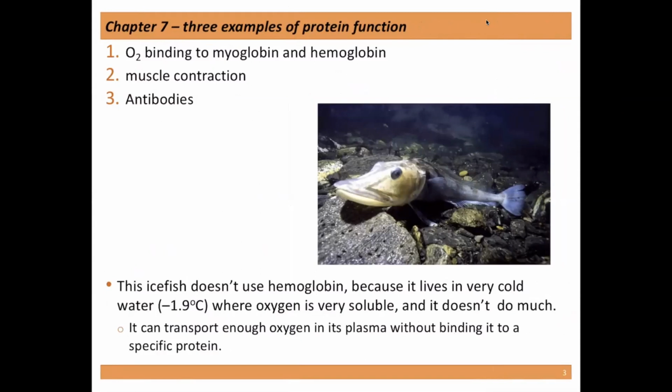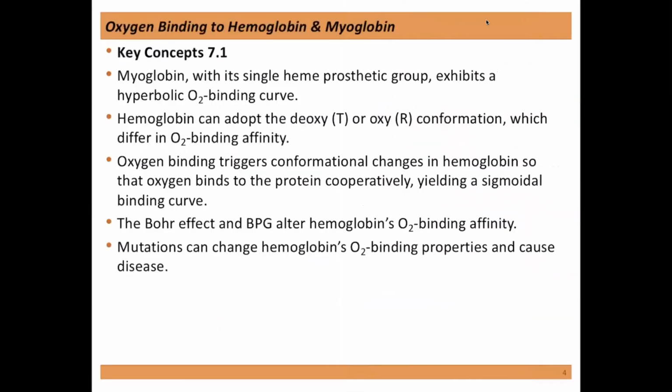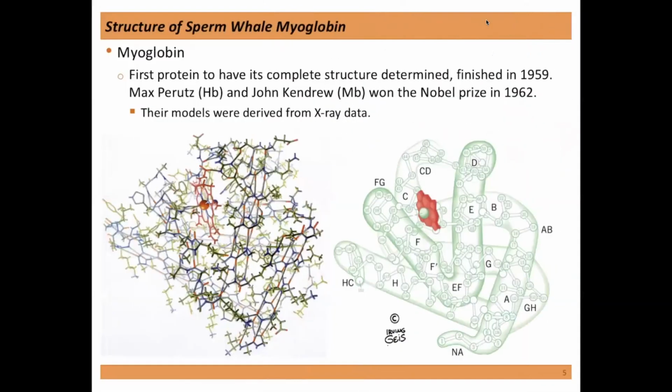We've got a picture of a very cute fish down here known as an ice fish, and it doesn't use hemoglobin to carry oxygen. It lives in very cold water. It's not very active, and oxygen is more soluble in cold water. So it can transport enough oxygen in its plasma without binding to a specific protein. Well, we're a little bit more active. We live at a higher temperature, and so we need some oxygen carriers. And so we're going to talk about myoglobin and hemoglobin and how they are used to carry oxygen.